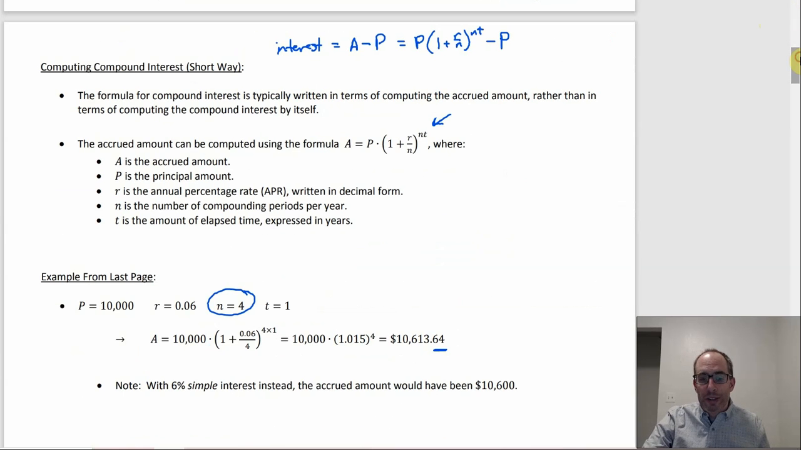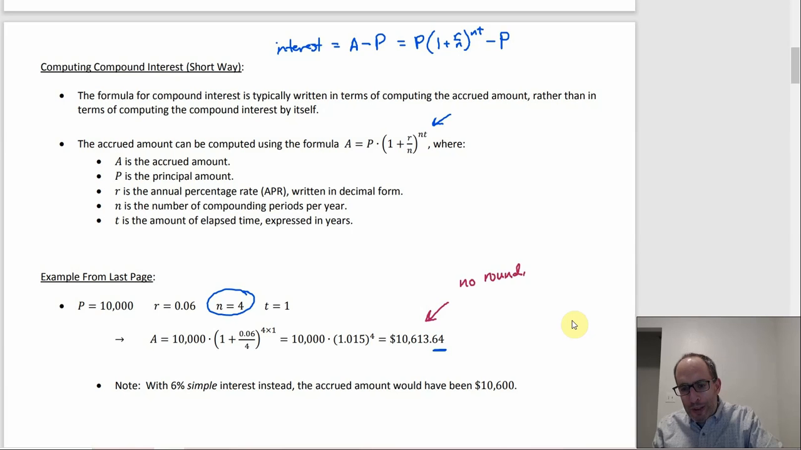The one down here where it's using the compound interest formula, there's no rounding, right? Nothing was rounded off, so no rounding of intermediate steps. I guess that's a good way to say that. And that's what you want to do.